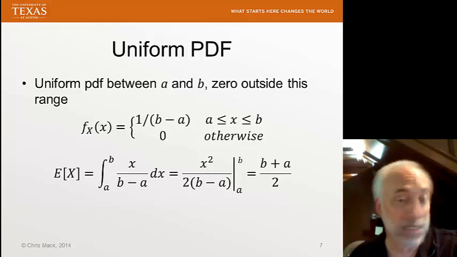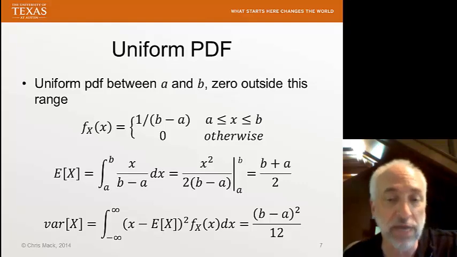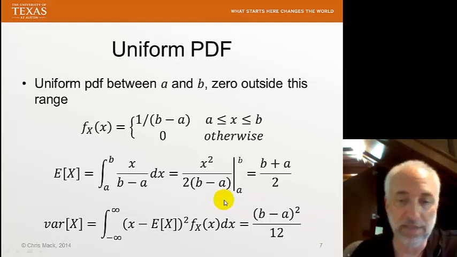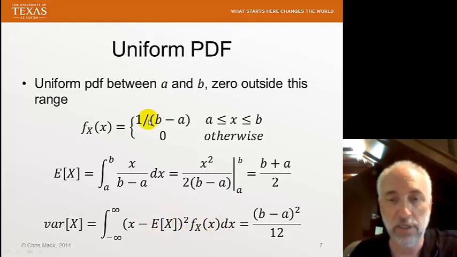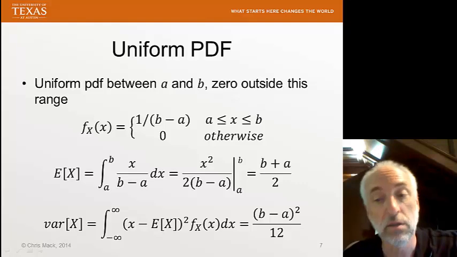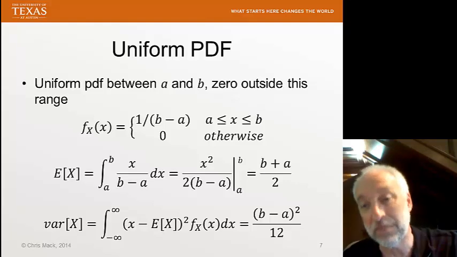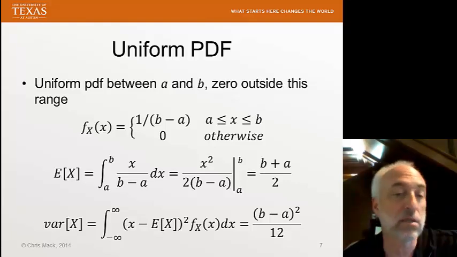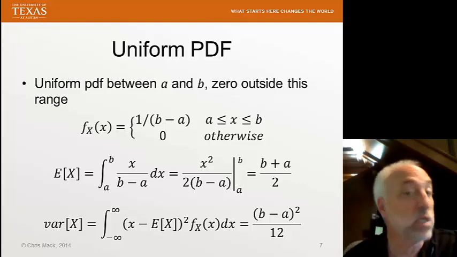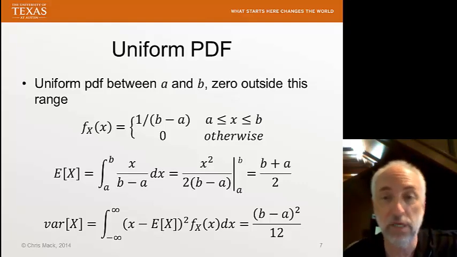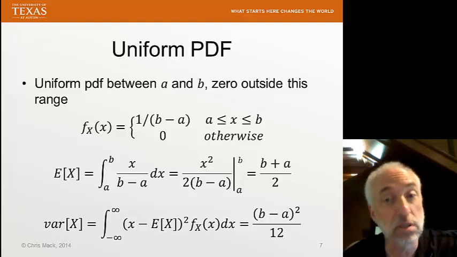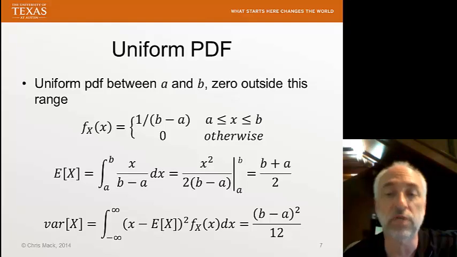But what about variance? Variance isn't necessarily as intuitive to grasp exactly what its value might be, but we can calculate it quite easily. We take our definition, apply it using this particular PDF, we plug it in, and we get an answer, B minus A squared over 12. Again, not necessarily intuitive that it would be divided by 12, but that's the result. And this variance of a uniform random variable can come in quite handy whenever we have a process that produces uniform uncertainty over a specific range.